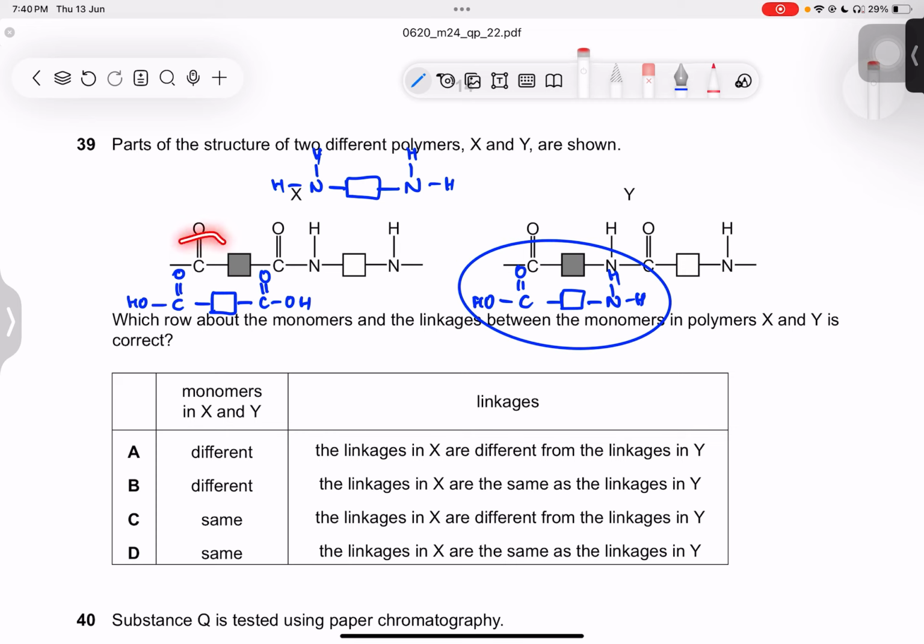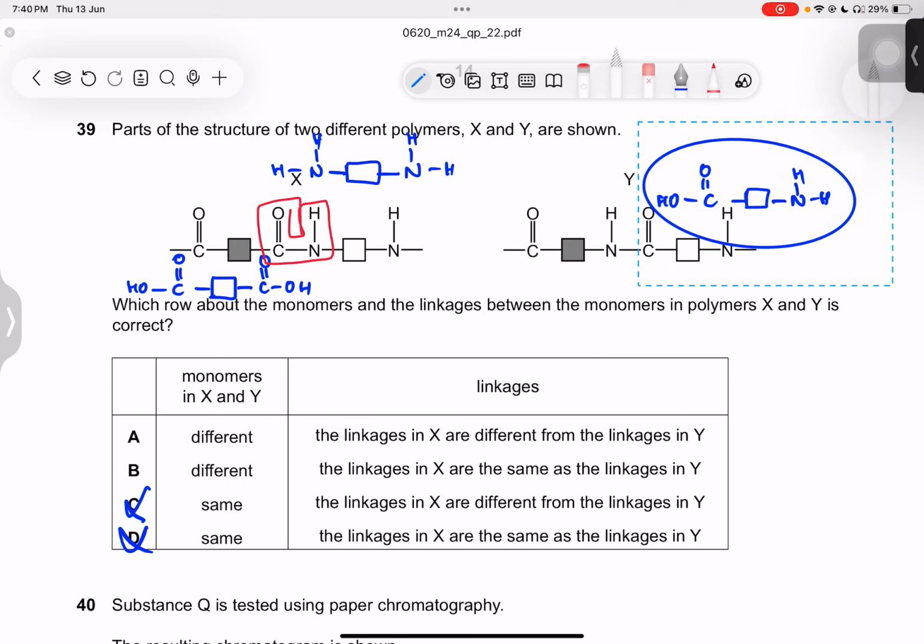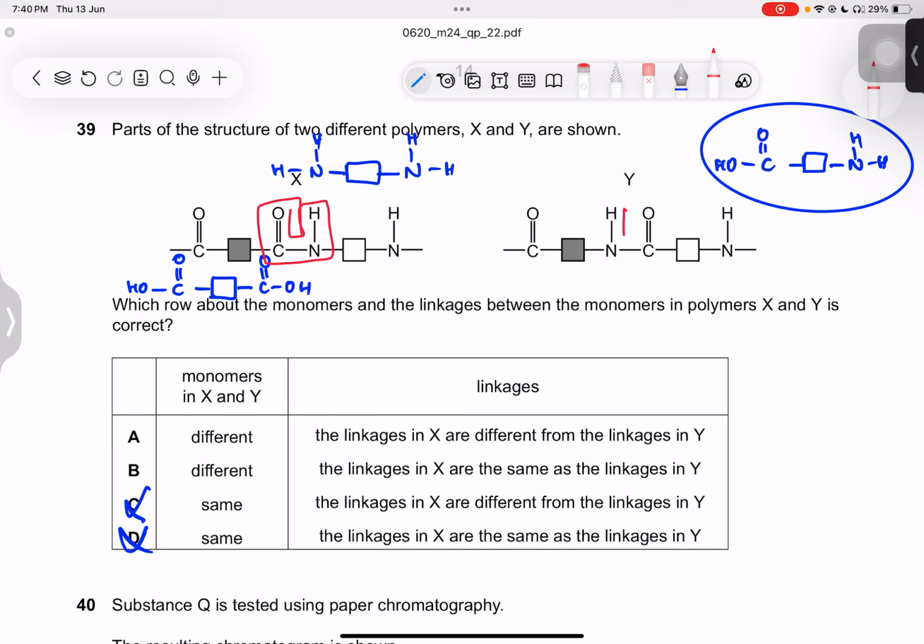Here we had two different monomers, each having a different functional group. Over here we have a different monomer having two different functional groups. So the monomers are different. The linkages are same, however, because when this monomer reacted and combined with the other monomer, this is the linkage that is formed, and this is an amide linkage, which is the same over here. So option B is correct. The linkages are same, but the functional group is different.